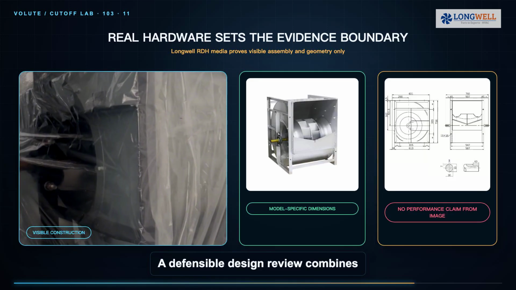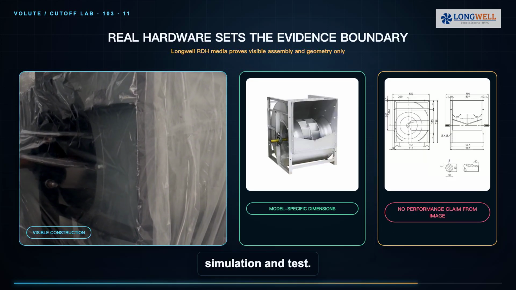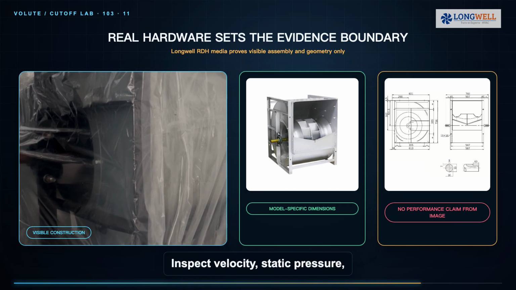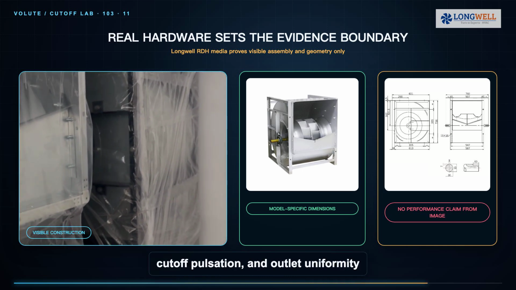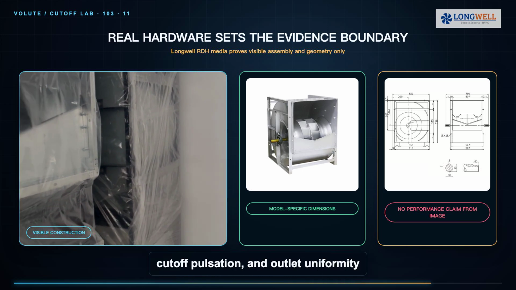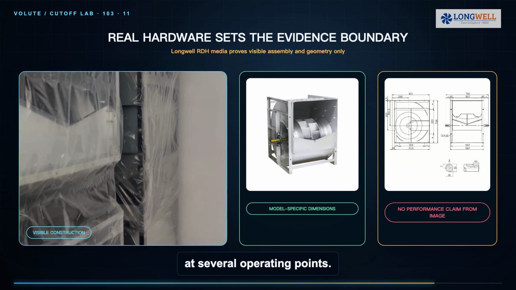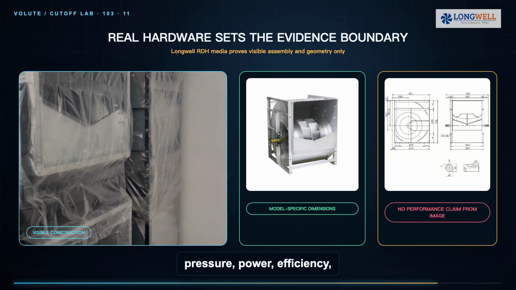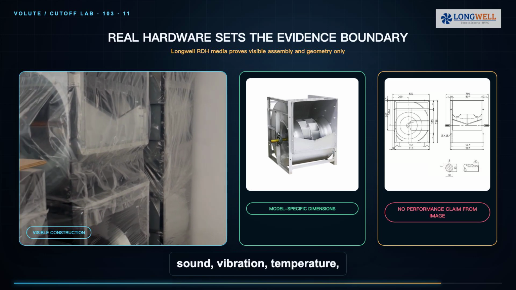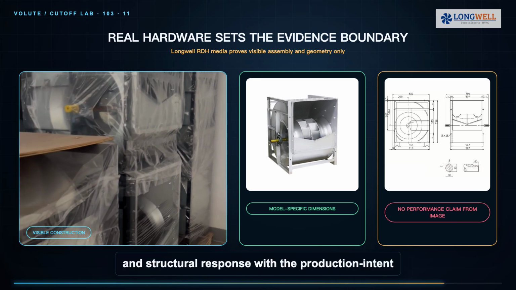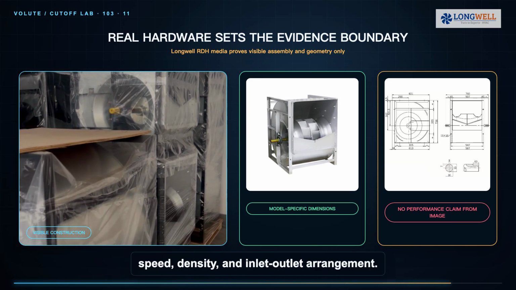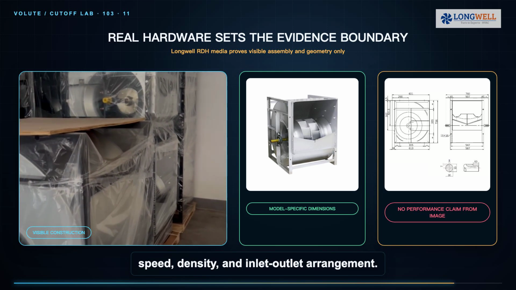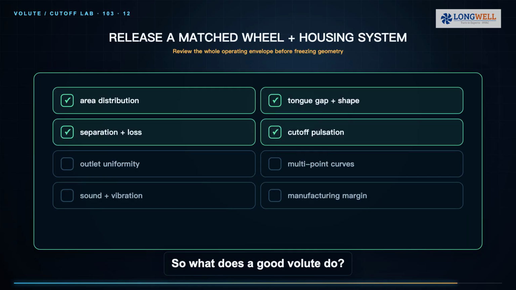A defensible design review combines simulation and test. Inspect velocity, static pressure, total pressure loss, wall shear, separation, cutoff pulsation, and outlet uniformity at several operating points. Then test airflow, pressure, power, efficiency, sound, vibration, temperature, and structural response with the production intent wheel, housing, motor, speed, density, and inlet-outlet arrangement. So what does a good volute do?